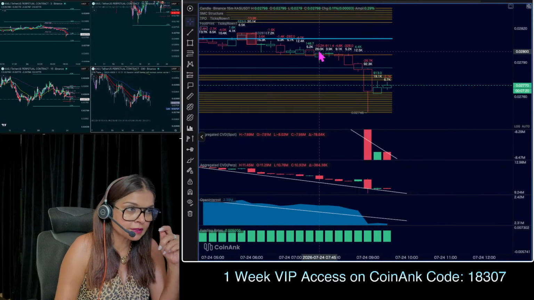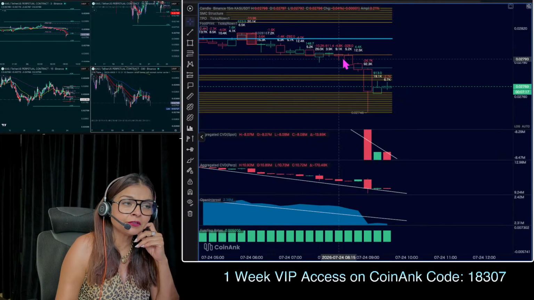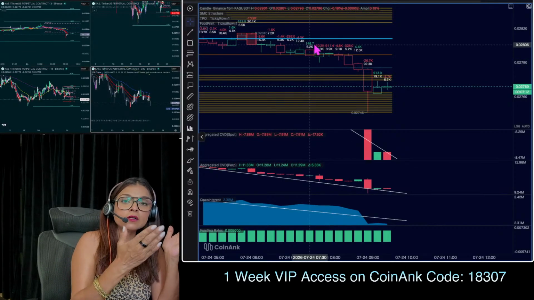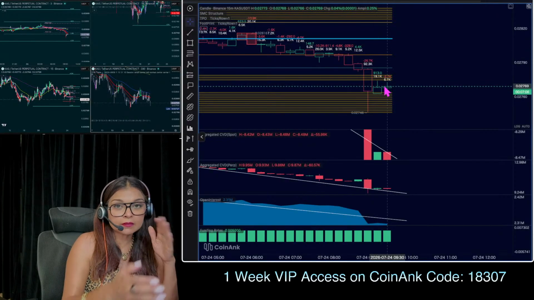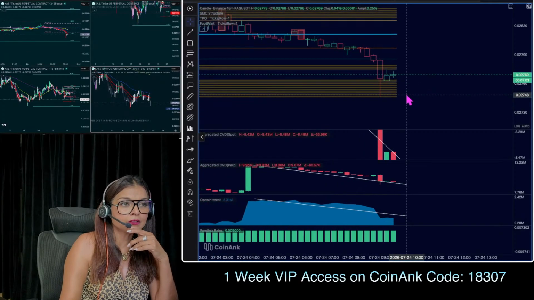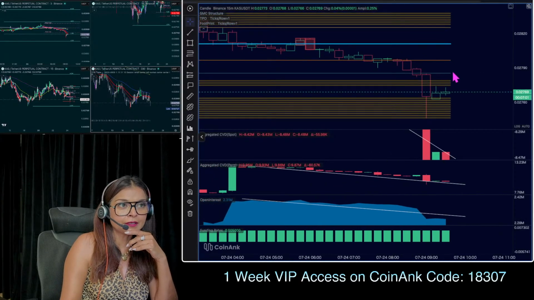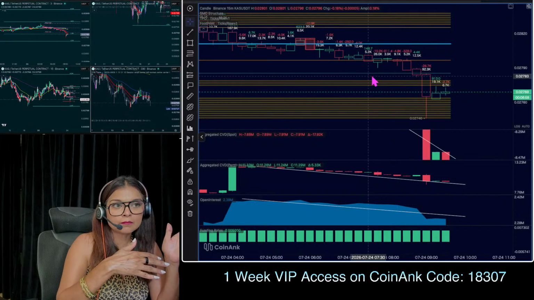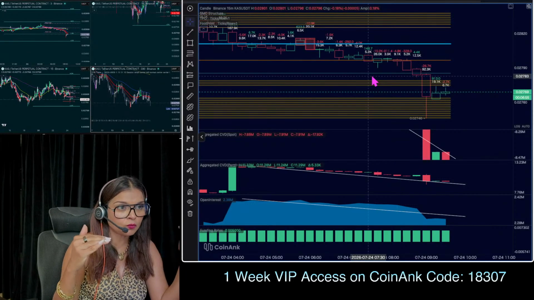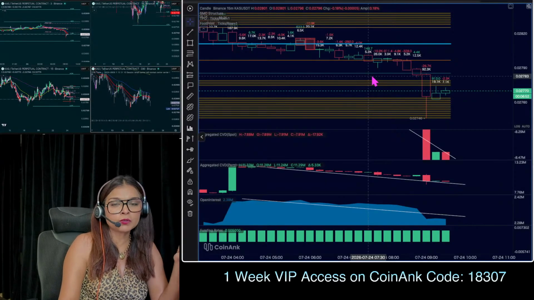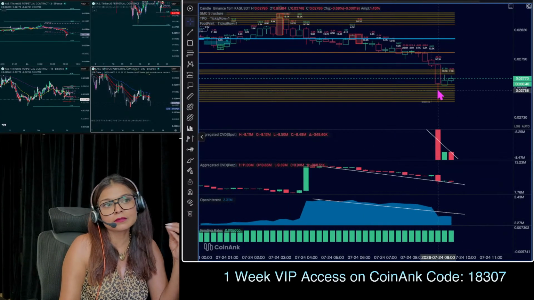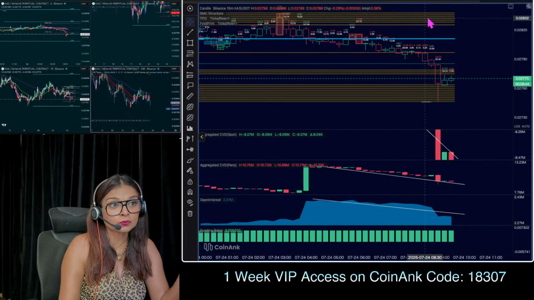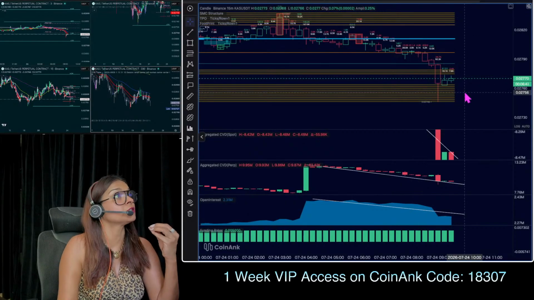What we want to see with delta is the effort and the result. The effort in this case is negative delta, so selling, and we want to see the result of selling is that price goes down. The effort of positive delta is that price goes up. If the delta is negative or positive and price doesn't go down or up, it's stagnant, then that is what we call absorption. That is what we look for, for example, in these support and resistance zones. You want to see some kind of absorption.